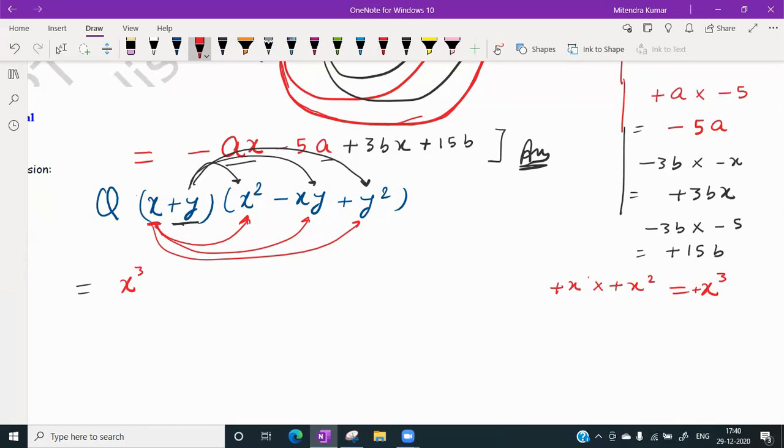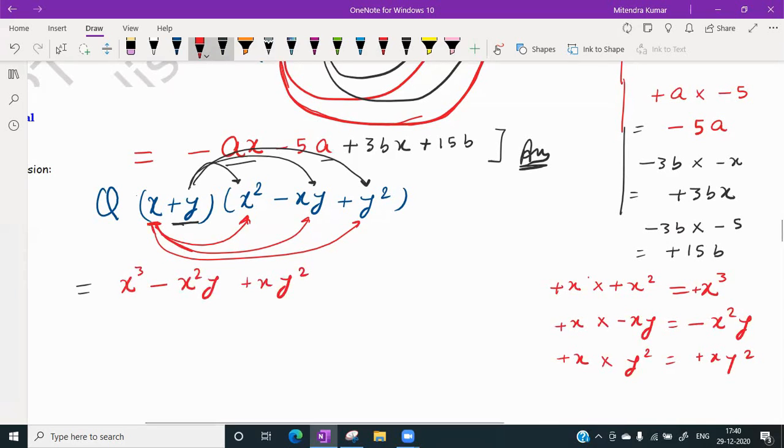Now second, x into, that means plus x into minus xy. You multiply these two, you will get minus x square y. So write minus x square y. Third, plus x multiplied with y square will give plus xy square. So plus xy square.